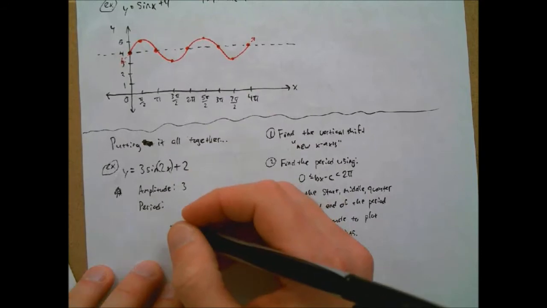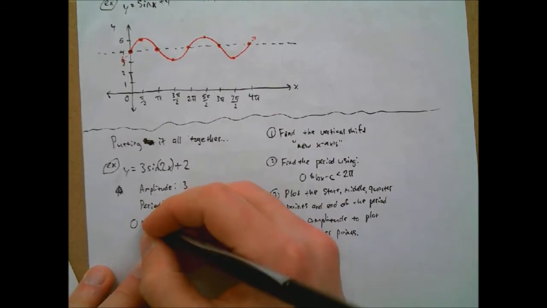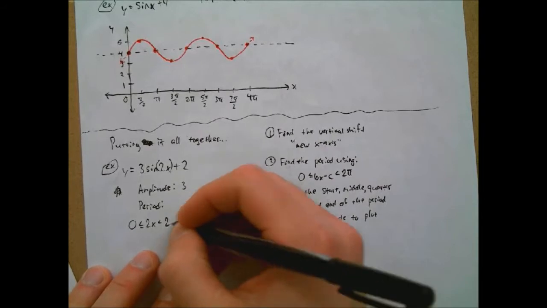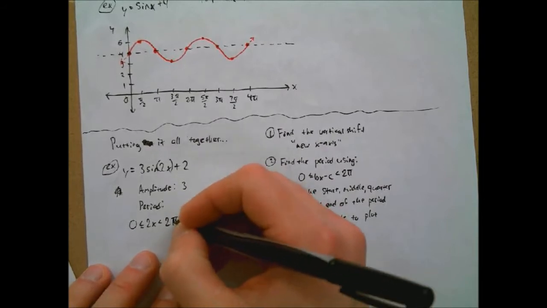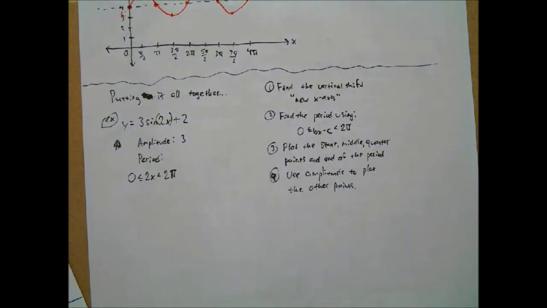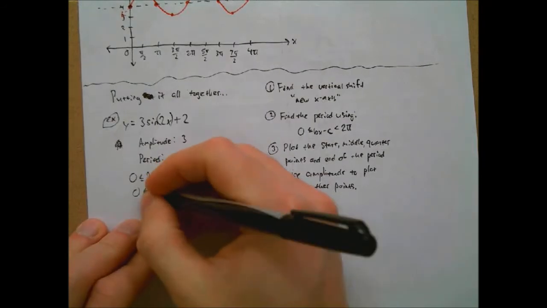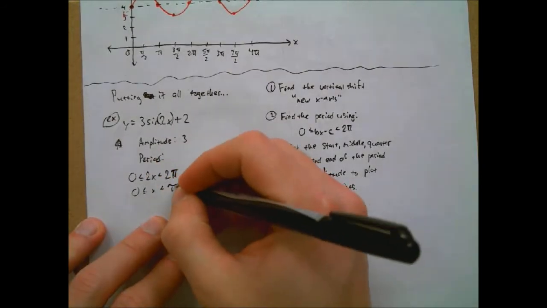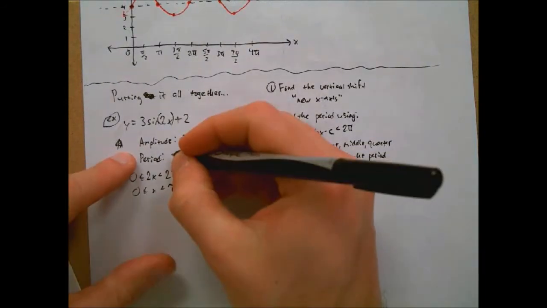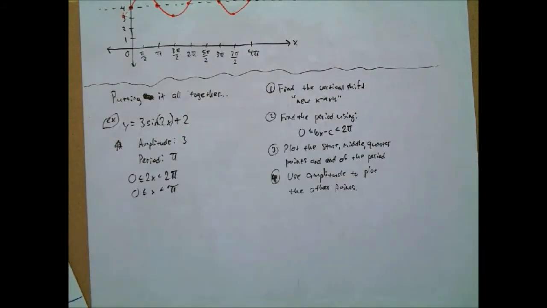Let's go ahead and take that 2x, and we'll put it between the 0 and the 2 pi, our normal sine period, right? And what do we need to do here to solve for x? Divide by 2, right? So we get 0 less than or equal to x less than pi. So now our period is just pi in length, right? And so when we say the period up here, we can say it's just pi. So it repeats every pi. This graph repeats every pi as opposed to every 2 pi.